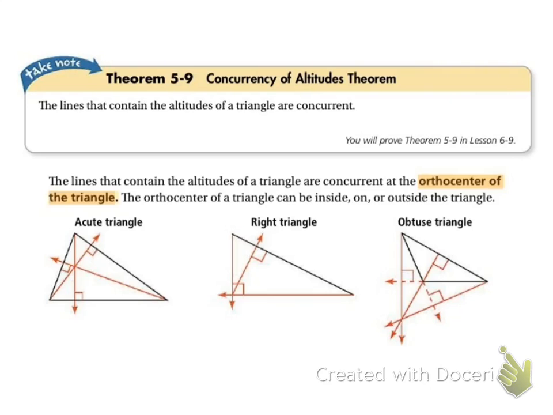We have a concurrency theorem for altitudes. So altitudes are concurrent. They all meet up at one point. And we call that point the orthocenter of the triangle. So again, when it's an acute triangle, the orthocenter is inside. When it's a right triangle, the orthocenter is always the vertex with the right angle. Always. And in an obtuse triangle, the orthocenter is outside of the triangle.